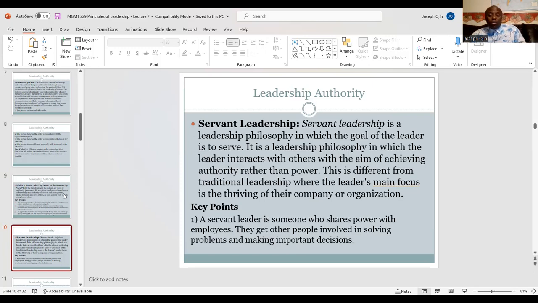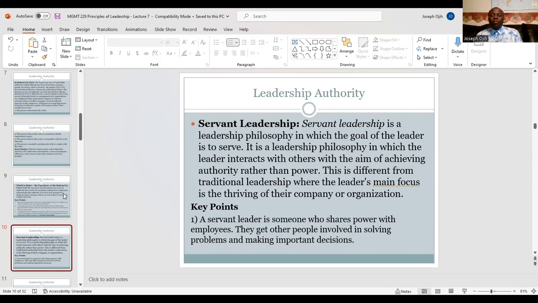Now, when a leader can do that, naturally the employees will be happy, and then they will also, in return, treat the customers with respect, with love, and so on and so forth. They will make the customers open their wallets and patronize your company because they see you as a good company, a kind company. So servant leadership is very, very important. So remember, the goal here is for the leader to serve.